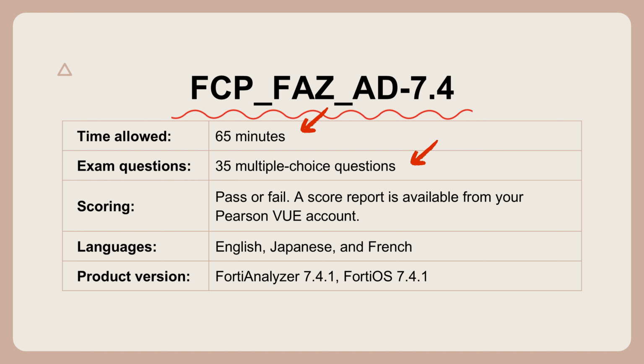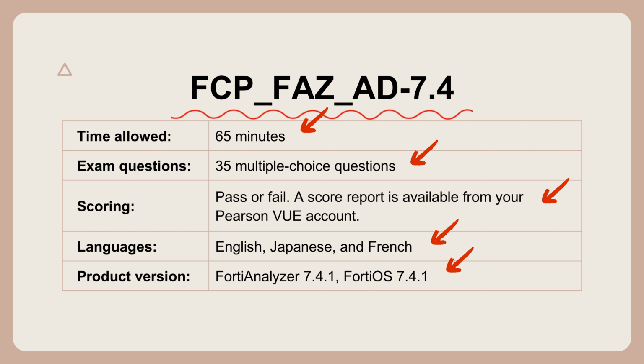Sounds like a good test of practical understanding. And how about scoring? Well, it's a straightforward pass or fail system. You receive a score report directly from Pearson VUE. And one more important point, especially for a global audience, is the exam is offered in English, Japanese, and French. Crucially, this exam hones in on specific software versions. We're talking FortiAnalyzer 7.4.1 and its counterpart FortiOS 7.4.1. So if you are studying, make sure your knowledge aligns with these exact versions.